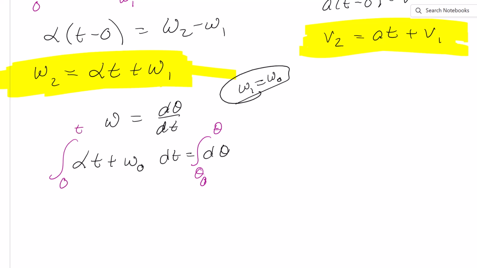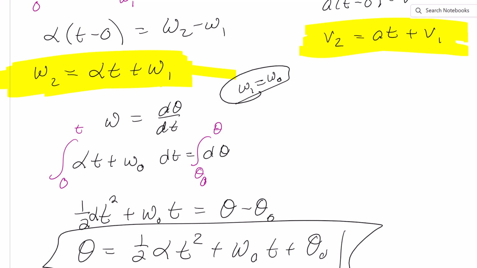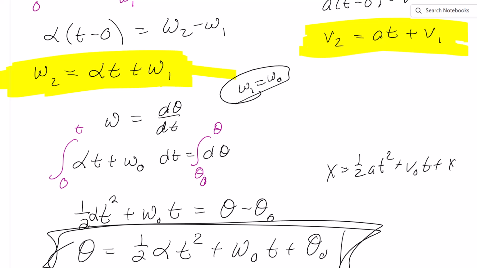And on the left, are you just going to be so shocked when we get 1/2 alpha t squared plus omega naught t? And on the right, theta minus theta naught. And then when we fix it, we get theta equals 1/2 alpha t squared plus omega naught t plus theta naught. And the crowd goes wild. Maybe. I'd like to hope so. Yay! Look, it all is mathematically consistent.